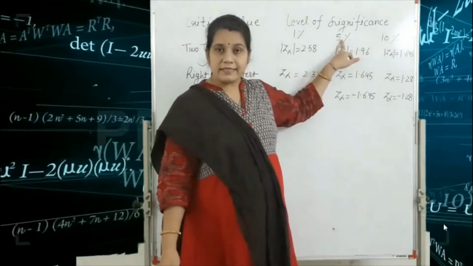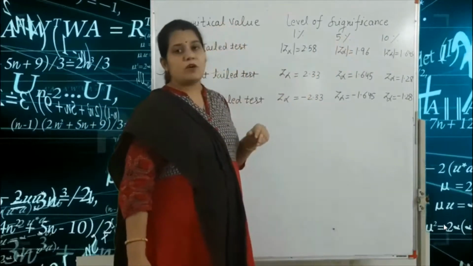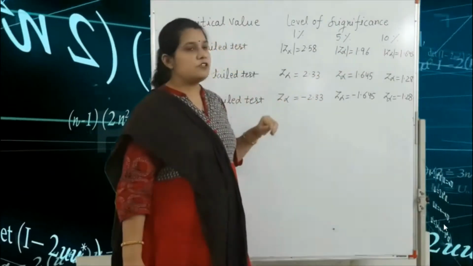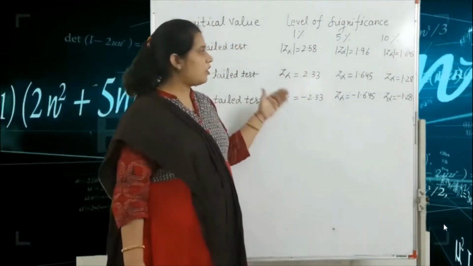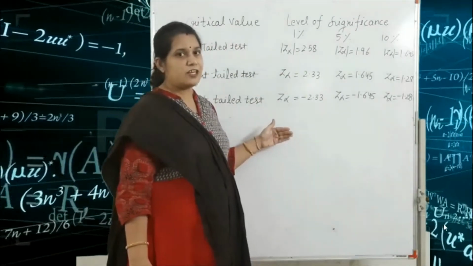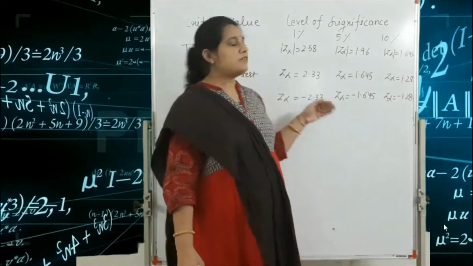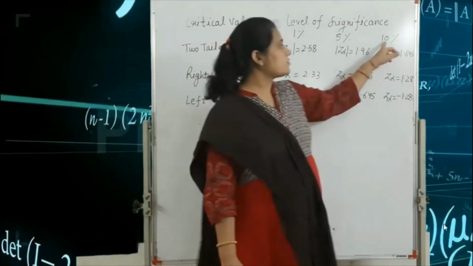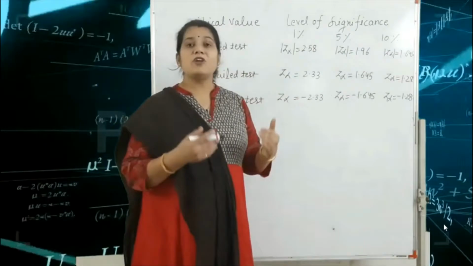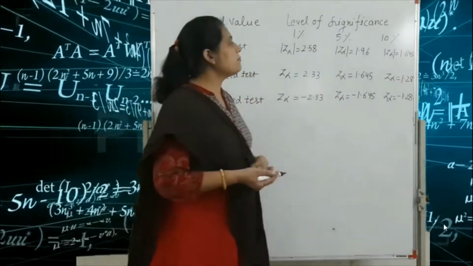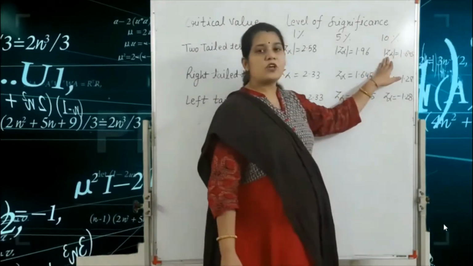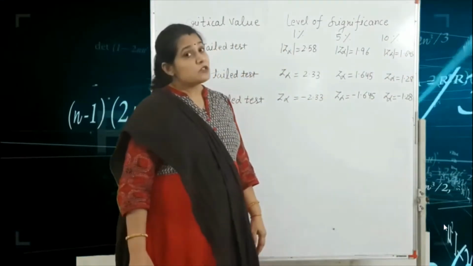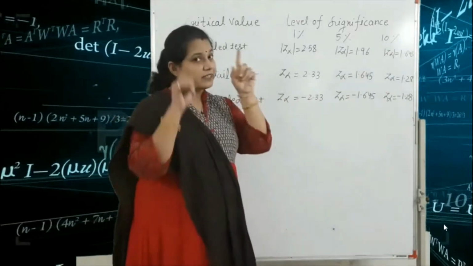For the two-tailed test at 5% level of significance, the mod of Z alpha value is 1.96. We have already seen this in our first lecture, with the help of a diagram, the one-tailed and two-tailed test. Okay, the next one is the 10% level of significance. For 10% level of significance, the mod of Z alpha is 1.645.